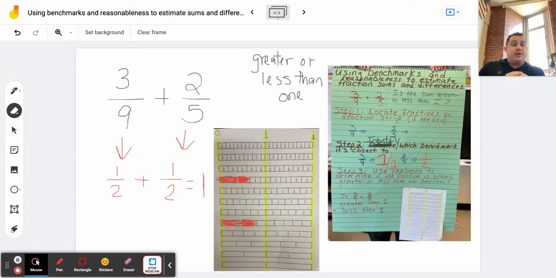But now here is where we need to use the reasoning. Because 3/9 plus 2/5 is going to give us about a whole. But we want to check if it's about a whole, is it going to be maybe a little more than a whole? Is it going to be a little less than a whole? And this is where we have to now use our reasoning. So 3/9, if we go once again over here, we notice that even though we estimated 3/9 to a half, it's still a little less than a half.